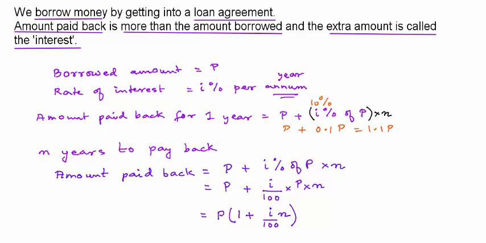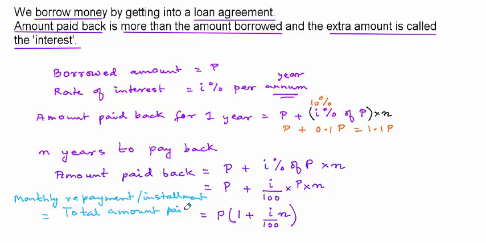Typically, this amount is paid back by making equal monthly repayments, also referred to as installments. So the monthly repayment or the monthly installment is equal to the total amount that you pay back, total amount paid, that's the amount borrowed plus the interest, divided by the number of months. Let's see an example or two at work.